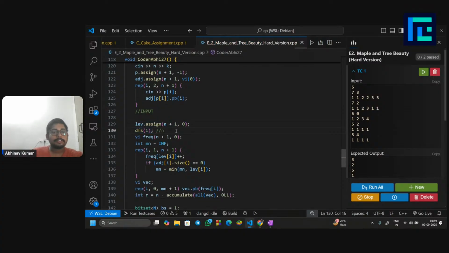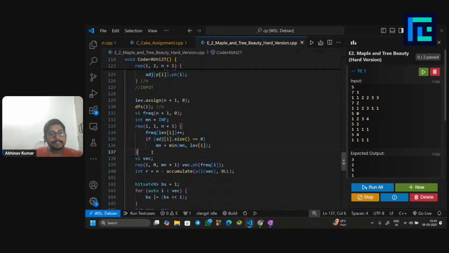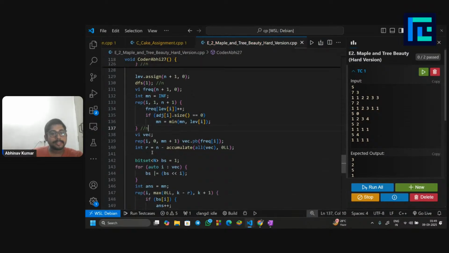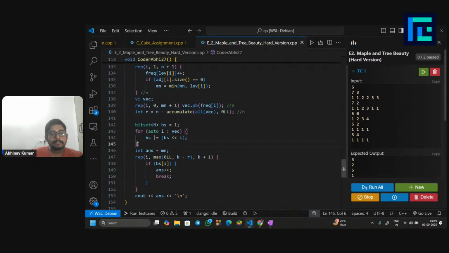This DFS would take order of n time. This input part also takes order of n time. Computing these frequencies also takes order of n time. This vec also takes order of n time. Accumulate takes order of n time. These are order of n, so these are okay. But for this bit set operation, BS is of size 2e5, and this OR operation would take time divided by 64. So this complexity would actually be n into the size of BS, which is taken as 2e5.